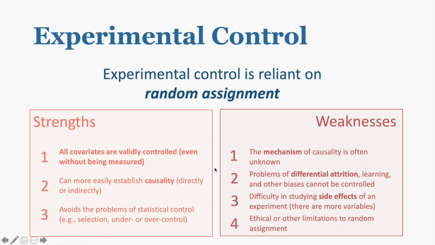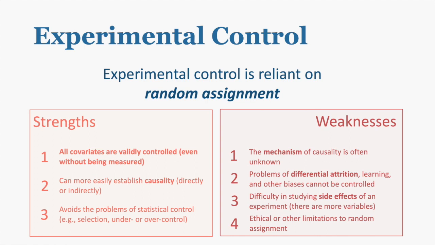Strengths: all covariates are validly controlled even without being measured. So because we randomly assign to different groups, due to chance, both groups will be roughly the same on all covariates, measured or unmeasured. This isn't always the case. Things happen in real life, but you have your best chance when it's random.